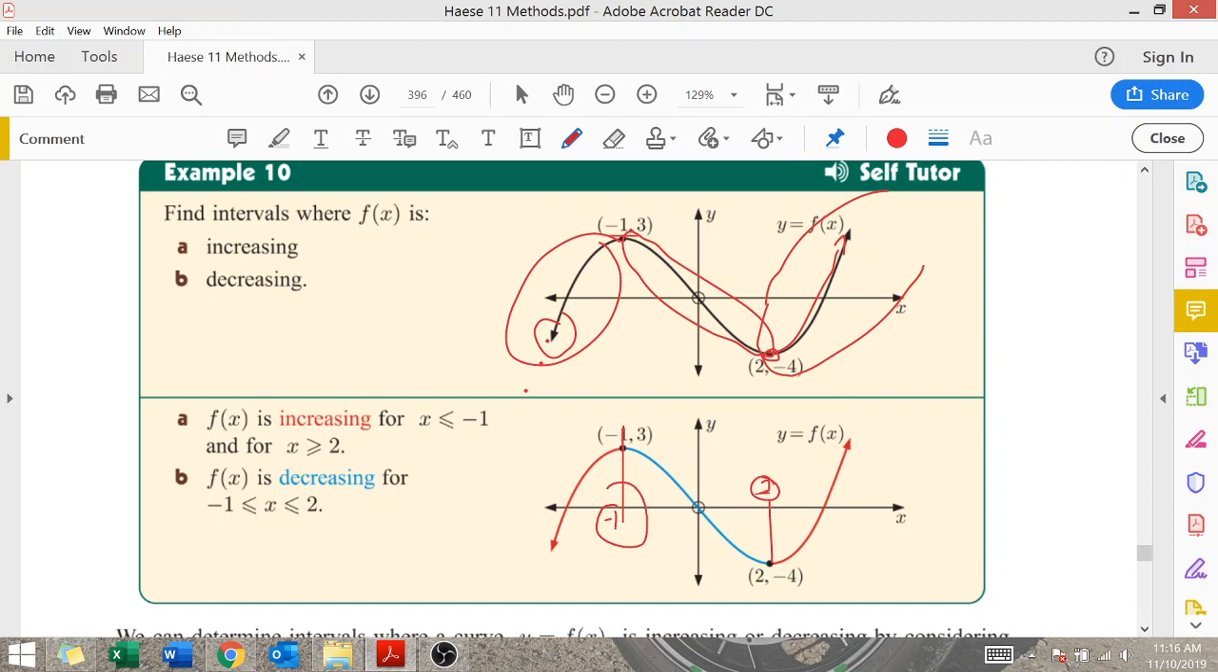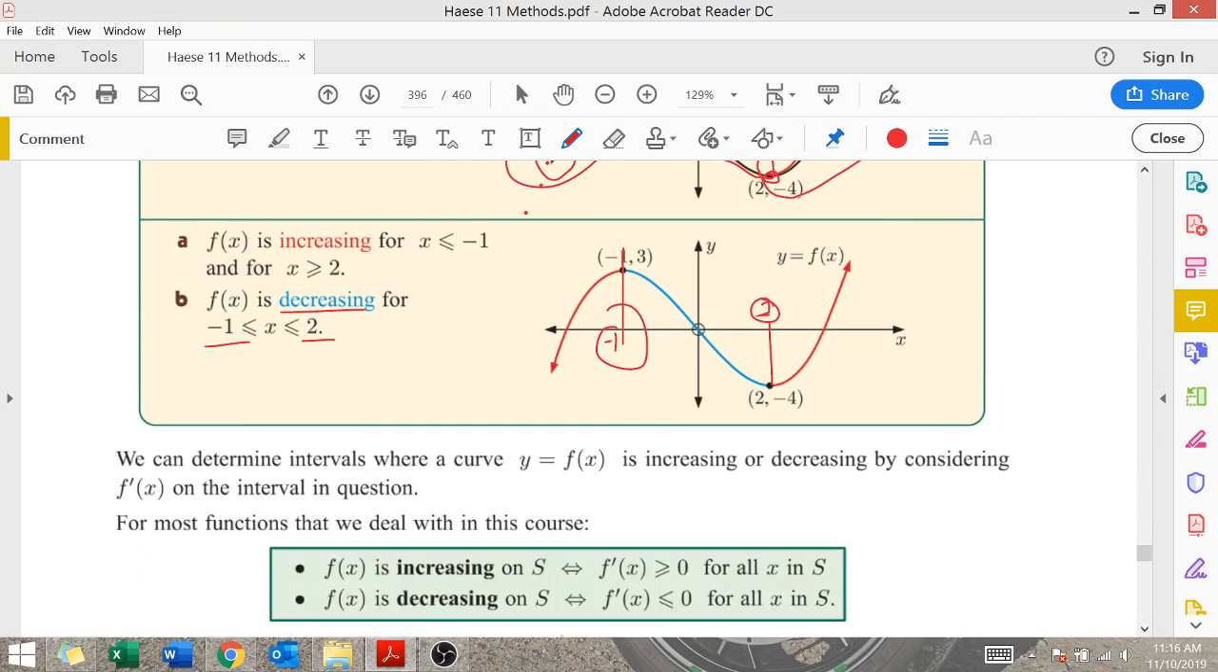So when you've got the lower bound and upper bound, you can plug it in here. f of x, so our graph is decreasing for -1 is less than or equal to x, less than or equal to 2. So there's our lower bound, there's our upper bound, and we can include those as well.